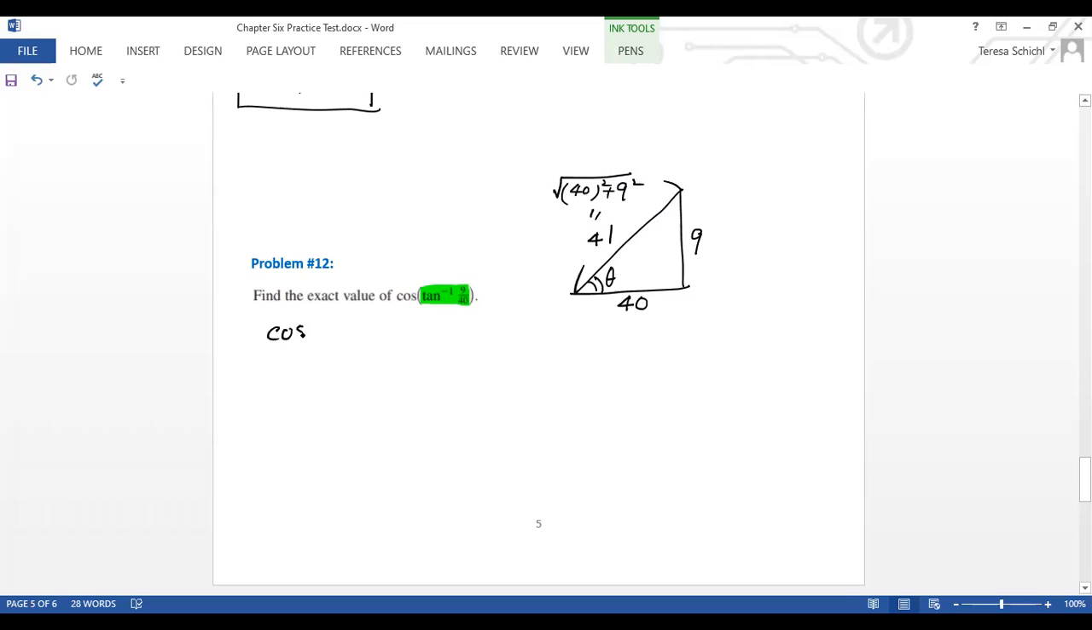All right, so this is based on this green one. So I know the cosine of arctangent 9 over 40 will give me cosine theta, right? So cosine theta, what is cosine? Adjacent over hypotenuse. So what is the answer? It's 40 over 41 here, okay?